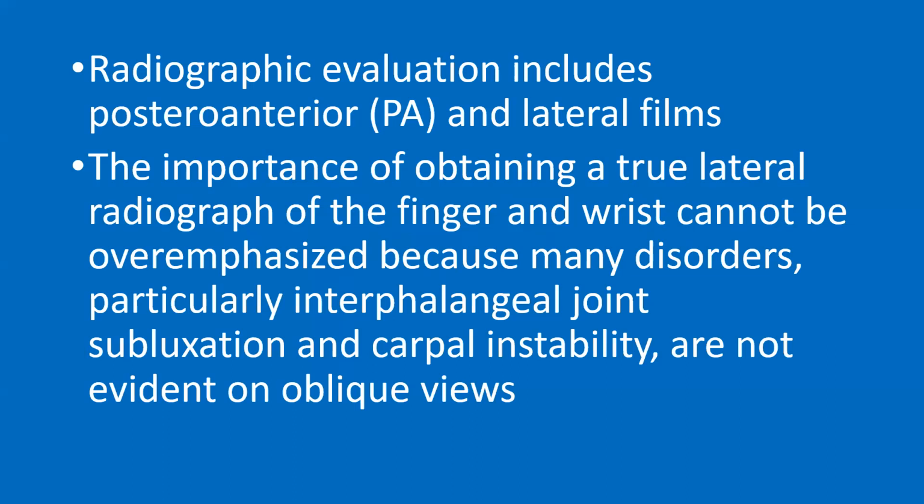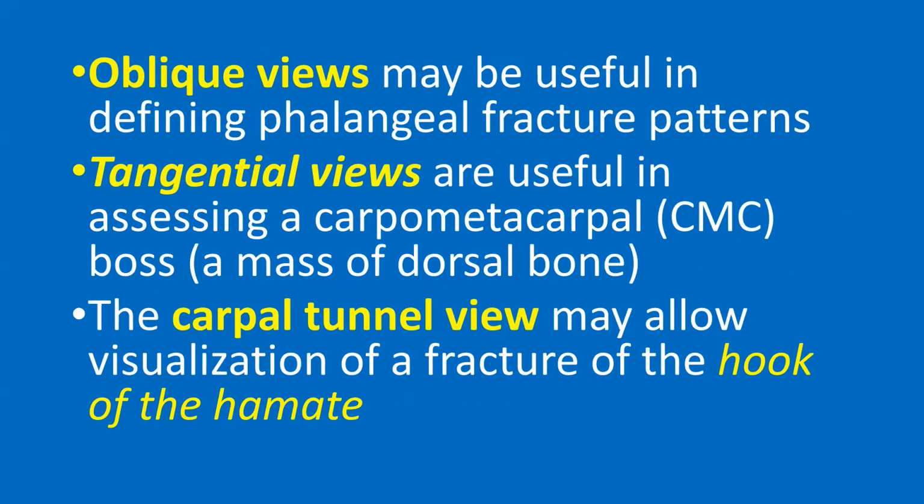The importance of obtaining a true lateral radiograph of the finger and the wrist cannot be overemphasized because many disorders, particularly interphalangeal joint subluxation and carpal instability, are not evident on oblique views. Oblique views may be useful in defining phalangeal fracture patterns. Tangential views are useful in assessing a carpal-metacarpal boss or a mass of the dorsal bone. The carpal tunnel view may allow visualization of a fracture of the hook of the hamate.